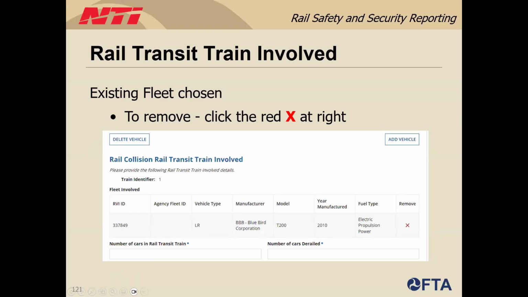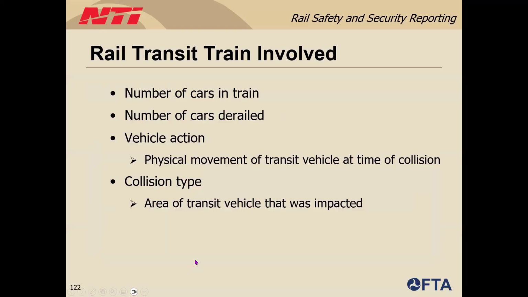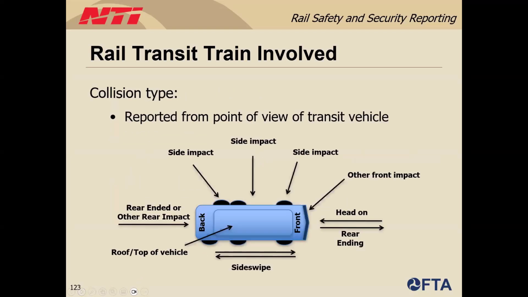Okay, let's go on. All right, so also the form captures, as mentioned, the number of cars in the train consist and the number of cars that derailed, if any. The vehicle action at the time of the collision, was it stopped, was it turning, etc. The vehicle type, collision type, this is the part of the train that was struck. Was it the front, was it the side, was it the top? Wherever, there's several options for you to choose from. And here you see these shown.